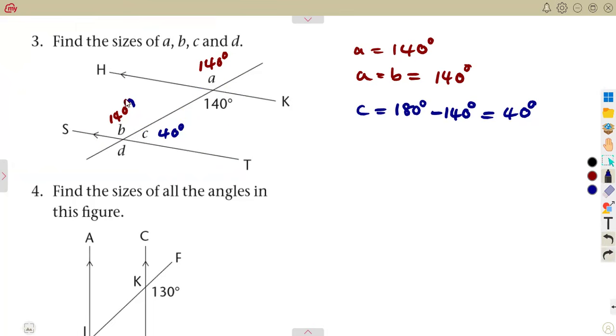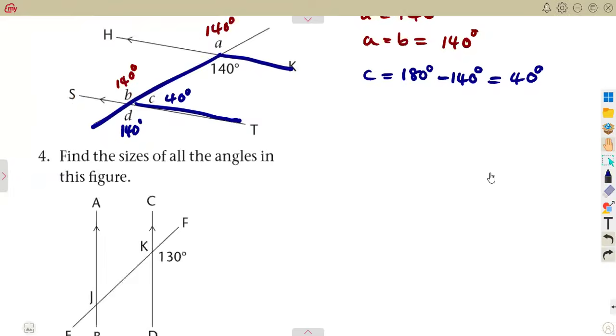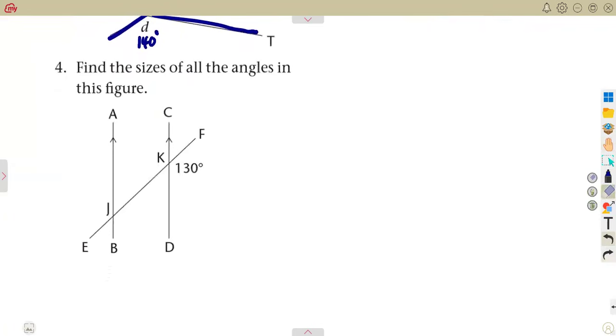Then angle D, vertically opposite angles to 140 degrees. So it's also 140, or you can use angles on a straight line, or you can use the corresponding angles concept. It is corresponding to this 140. So it is also 140. So guys, you see, so many reasons. You just have to use the one that you understand, from the way of your understanding.